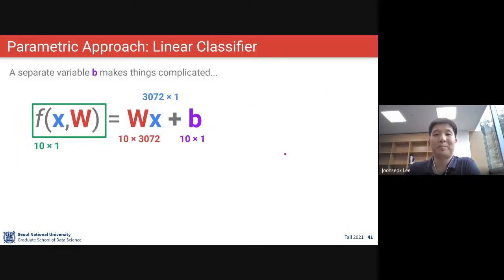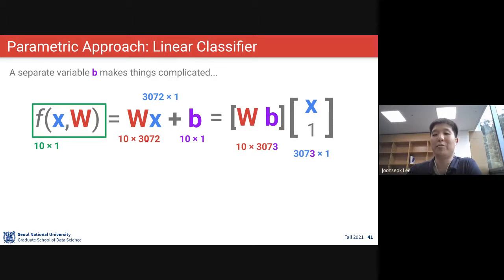So let's do some tricks. This B is important and we need to have it, but it makes things a little more complicated. So let's incorporate this B into our weight matrix. We have the 10 by 3072, 3072 by 1, and 10 by 1 here. We concatenate B as the last column of W, which makes it 10 times 3073 instead of 3072. And for the X, we add a one at the bottom of the 3072 values.